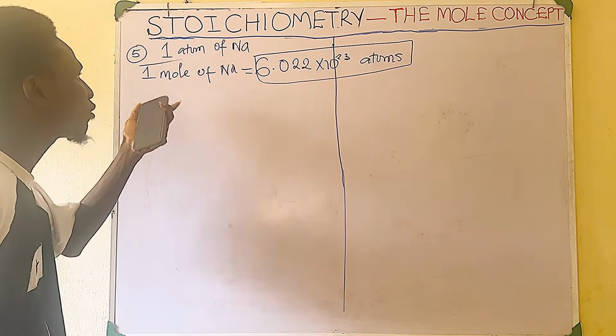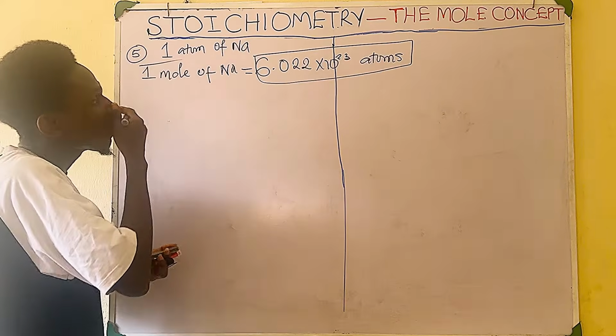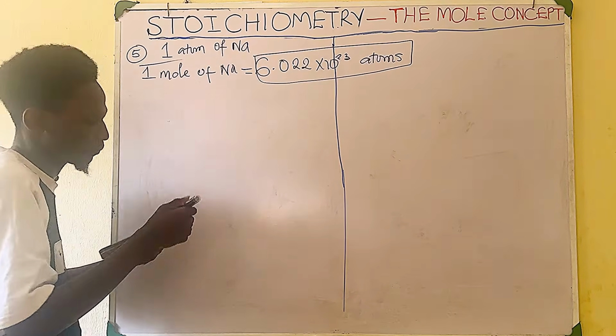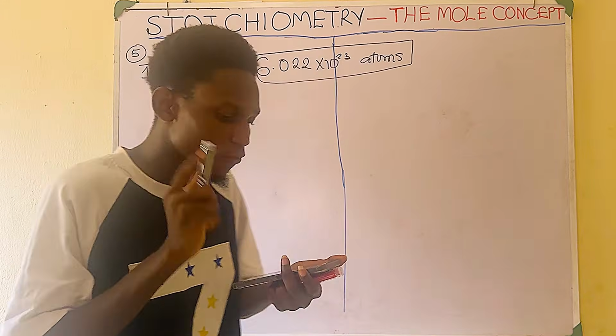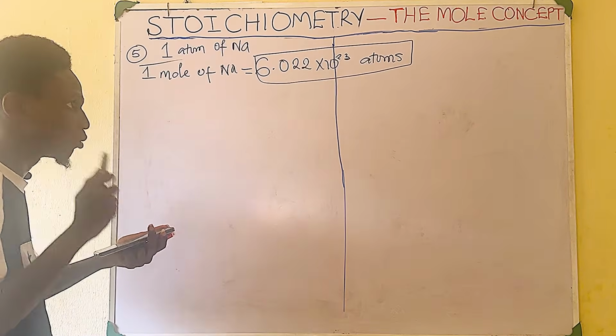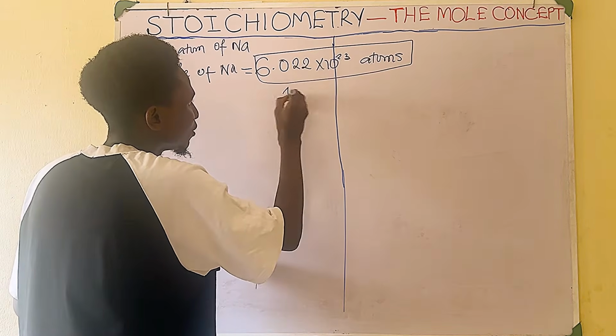So now, since 1 mole of sodium atoms contains 6.02 times 10 to the power 23 atoms, what will one atom contain? Because the question said calculate the mass of one atom of sodium. So now they are saying to look for one atom of sodium.